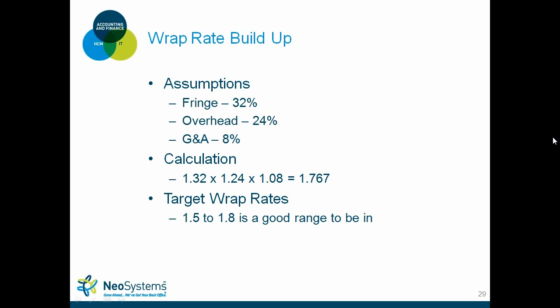That gives you a total wrap rate of how much the employee costs you. In this example, it's 1.767, and it's kind of in the middle towards the higher end of what's a good range to be in nowadays for these types of RFPs. For intel work, you probably need to be a little bit below or right around 1.5. For housing and urban development type work, a higher range is okay, but 1.5 to 1.8 is a pretty good range to be in.